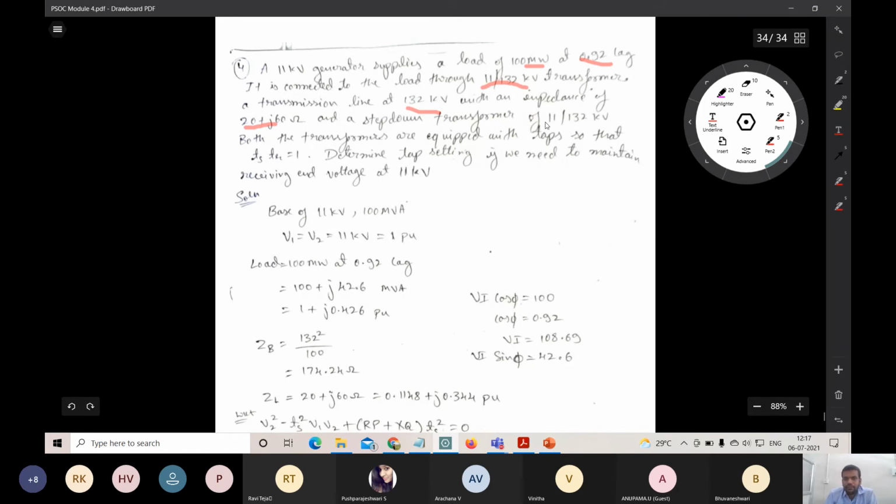And a step down transformer of 11 bar 132 kV. Both the transformers are equipped with taps. So this problem is based upon the method we used earlier, improving reactive power by using booster transformers or phase shifting transformers. So this problem is on that concept.